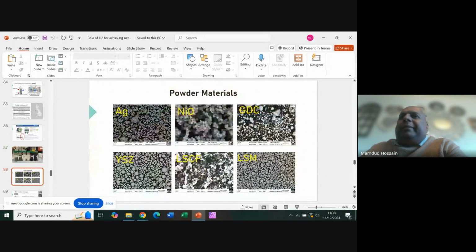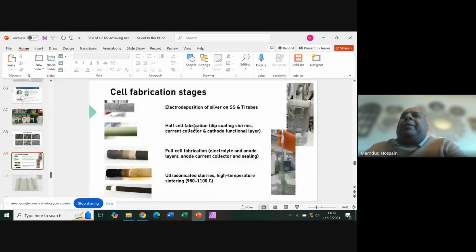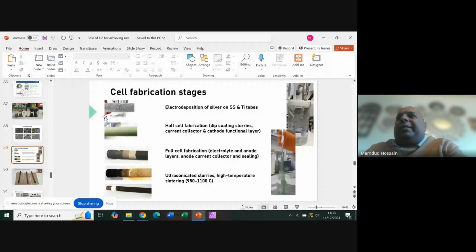What we did, we looked at the powder form before creating the slurry to look at different types of microstructure, and we can see YSZ has a very spherical structure, silver has another structure, and nickel oxide has a different structure and things like that. Now the fabrication process: we took a stainless steel tube first of all, then we did electrodeposition of silver on the tube.